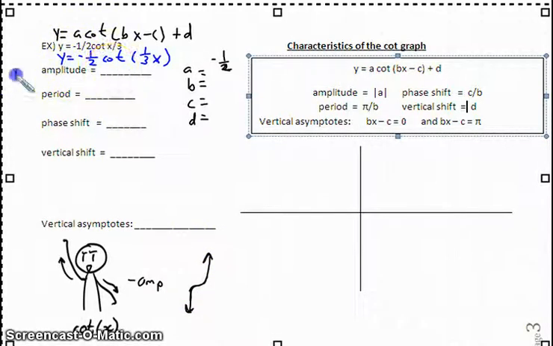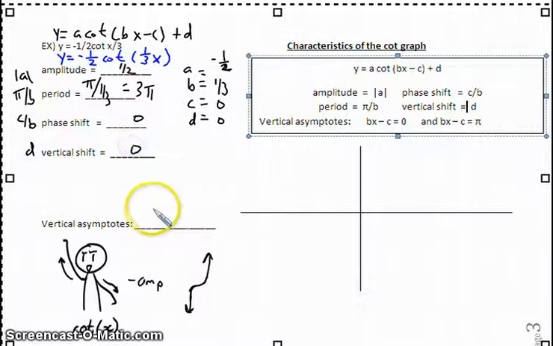So my amplitude here, if I think about the absolute value of a, would be 1/2. My period, pi over b, my b value is 1/3. By writing it like this, I think it's a lot easier to see the b versus x divided by 3. So this would be pi divided by 1/3. Well, pi divided by 1/3 is 3 pi. Phase shift: since my c value is 0 and my d value is 0, my phase shift, which is c over b, would be none, and my vertical shift, which is d, would be none also.